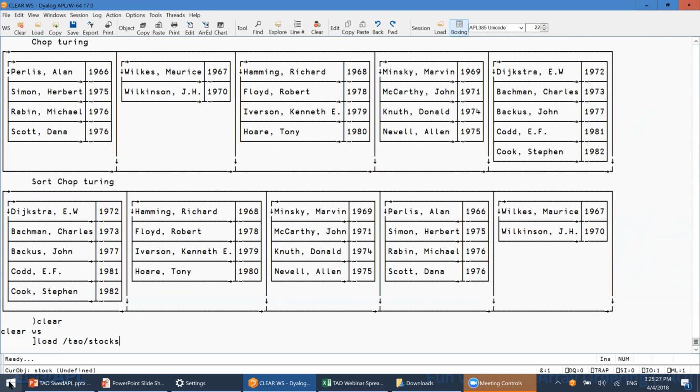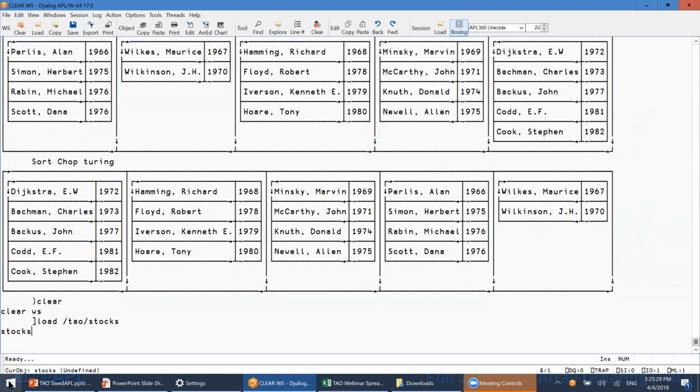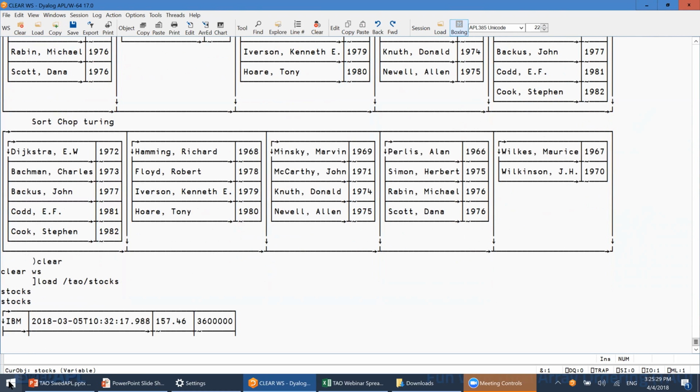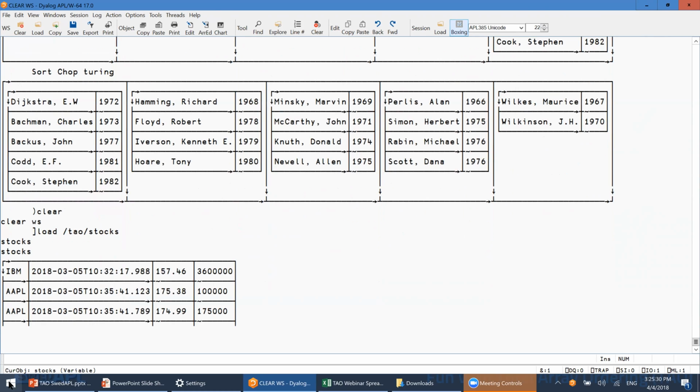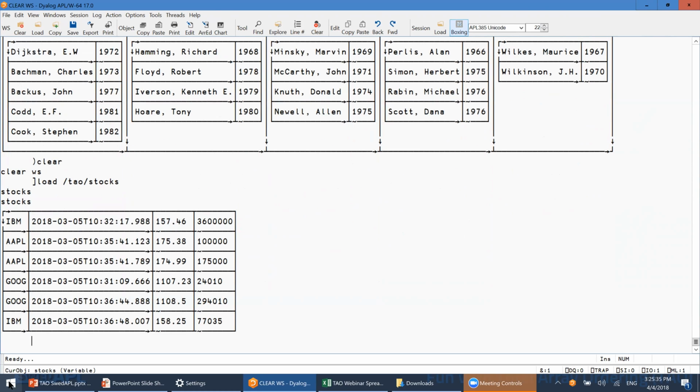Right, let's deal with some stocks. Does this look familiar to anybody? This kind of thing. So this is a matrix of stock IDs and the time step when we got the quote and the value and how many we have and so on. Doesn't really matter what it is.